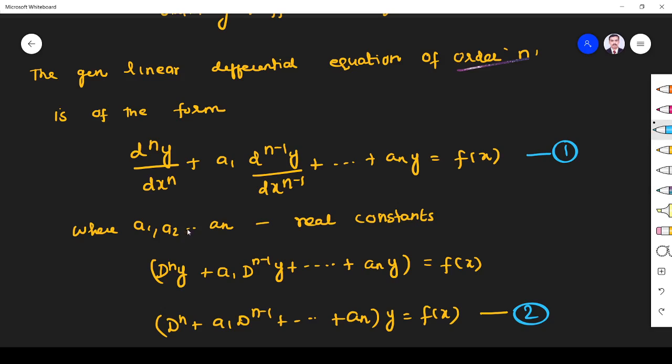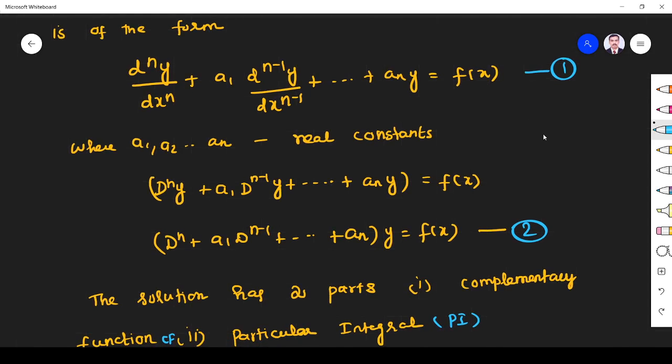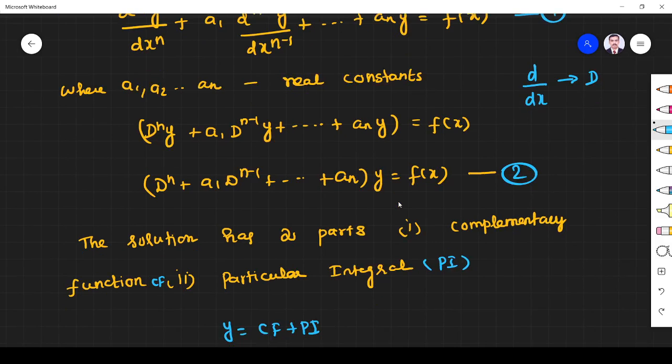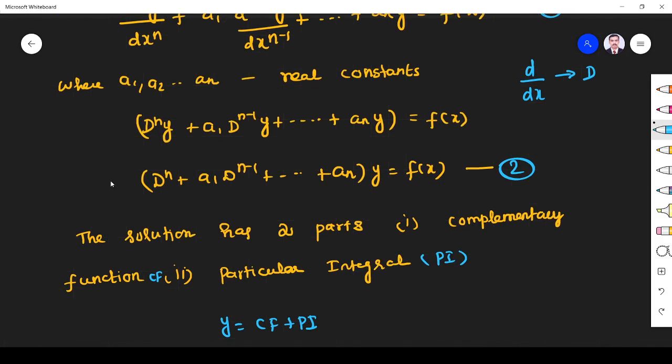Where these a1, a2 and an are constants, and for simplification we write d/dx as D. So it becomes D^n y plus a1 D^(n-1) y up to an y is equal to f of x, and if you take y outside, equation 1 becomes like this. We can call this the simplified general form of a higher order ordinary differential equation, HODE.